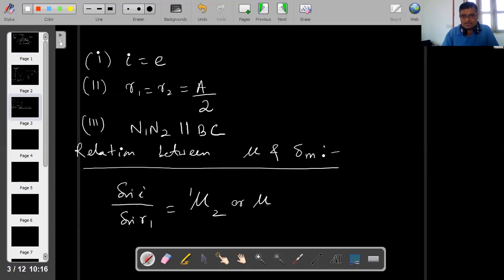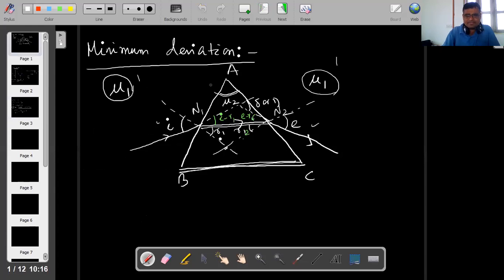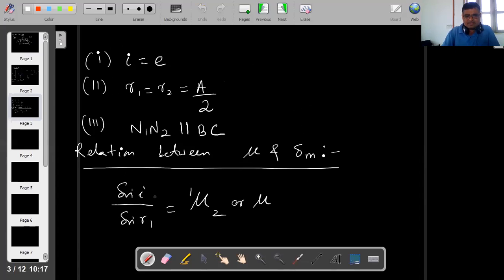Write down. Applying Snell's law for refraction through face AB, we get sin I by sin R1 is equal to mu, where mu is the refractive index of the prism.